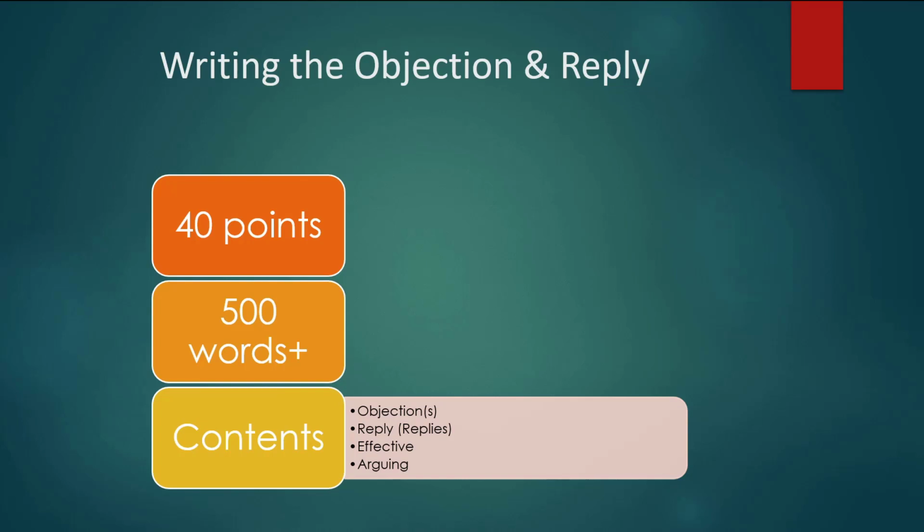So in the contents, you're doing the same thing you did in the argument section, only in reverse. What you do is you raise at least one significant, meaningful, moral objection against your position. Essentially, you're arguing for the opposite of your view.